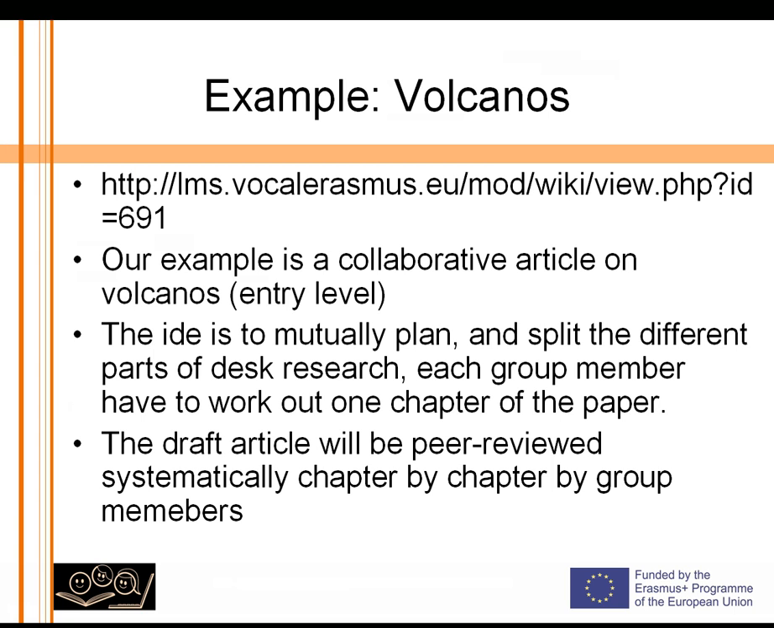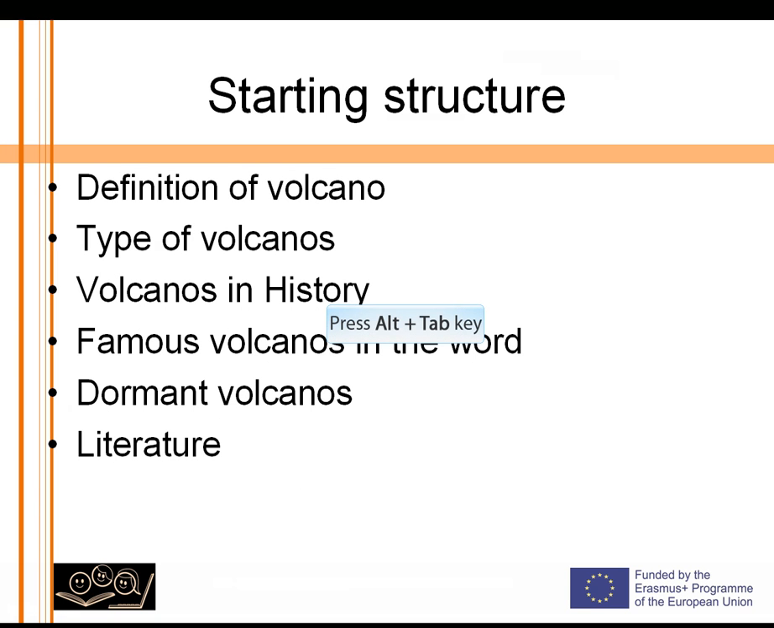In this example, there is a plan, and then we split the different parts of desk research, and each group member has to work out one chapter of the paper. The draft article will be peer-reviewed systematically, chapter by chapter, by the group members. Let's see what the entry points are. So the starting structure that we are splitting among the group is the definition of the volcano, the types of volcanoes, volcanoes in history, famous volcanoes in the world, dormant volcanoes, which means volcanoes that are not functioning, and finally the literature. That's what I will show to you in a minute.